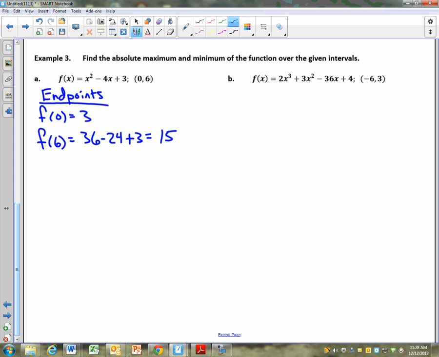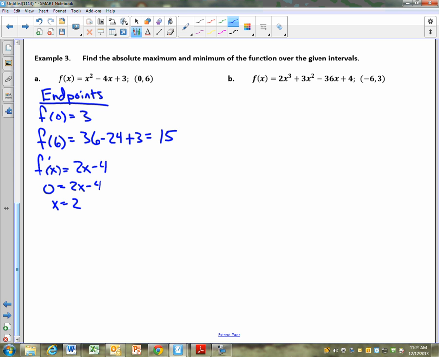True or false? 3 is an absolute max. False. True or false? 15 could be an absolute max. True. What should we check first? We've got to see where this derivative is equal to 0 and how low or how high it really goes. So let's try that. f prime of x is equal to what? 2x minus 4. Set that equal to 0, and x is equal to 2.